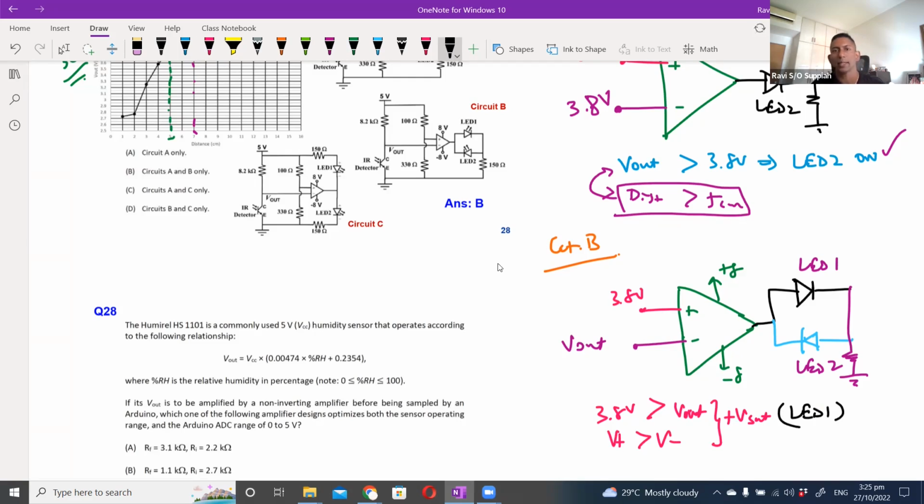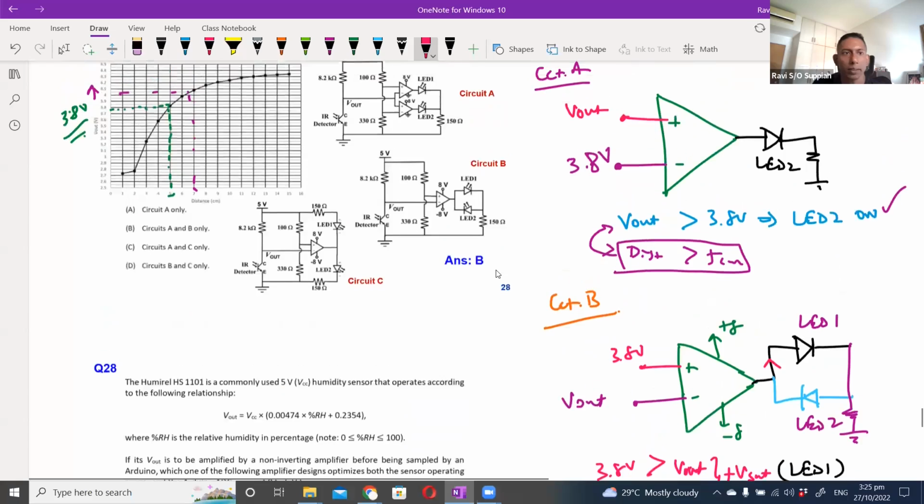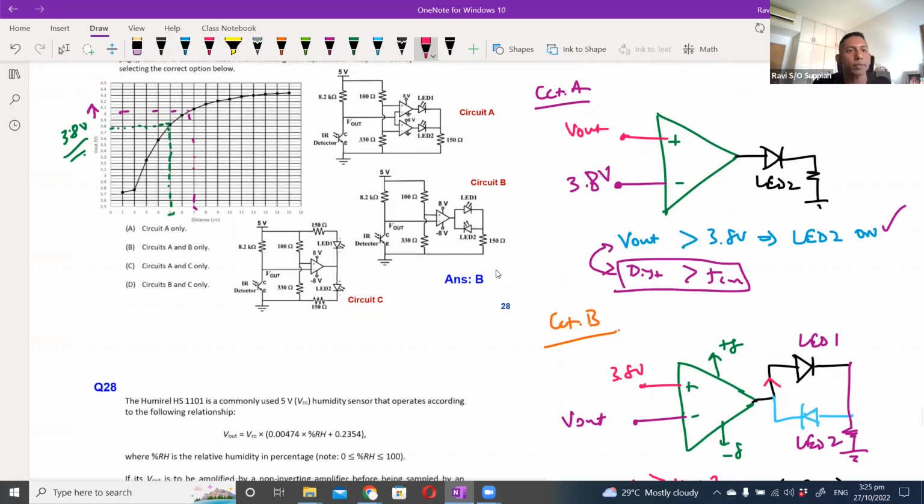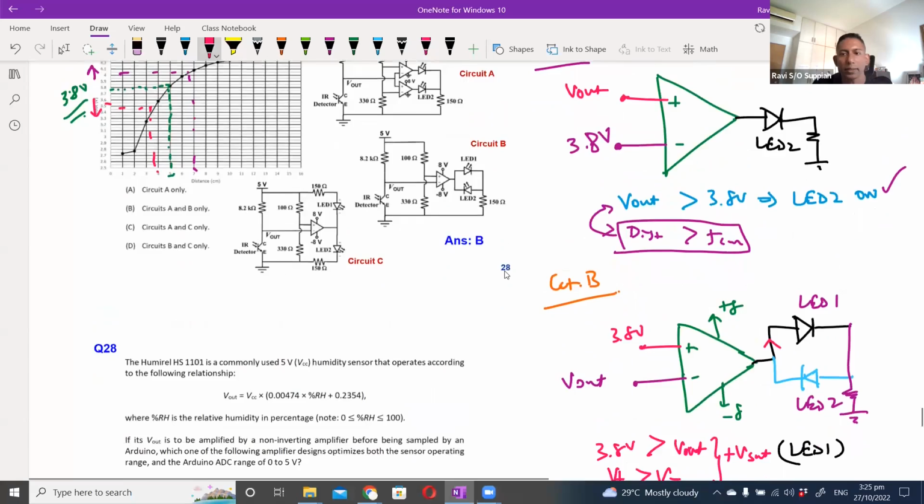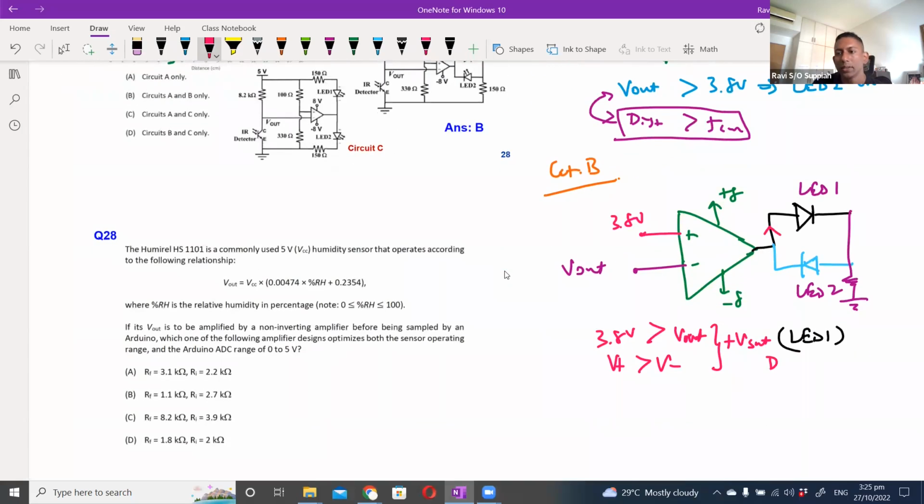Because when I go to plus V set, I will forward bias this LED, so the current will flow through LED 1 and light up. In this condition, 3.8 volt greater than V out means your V out is smaller than 3.8 volt, means I'm here. That means my distance is smaller than 5 cm. Right, so your distance is smaller than 5 centimeter.